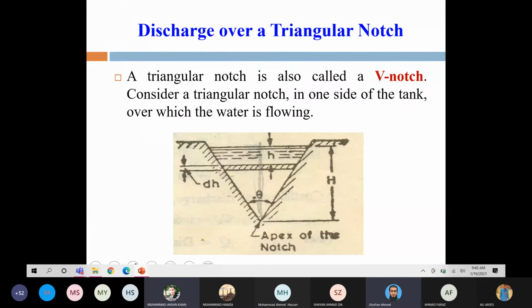Okay, now next is the triangular notch. Just like a rectangular notch, it is very common. I mean, it is more common in the practical field because it's very simple. It's very simple to find out the discharge from a triangular notch.